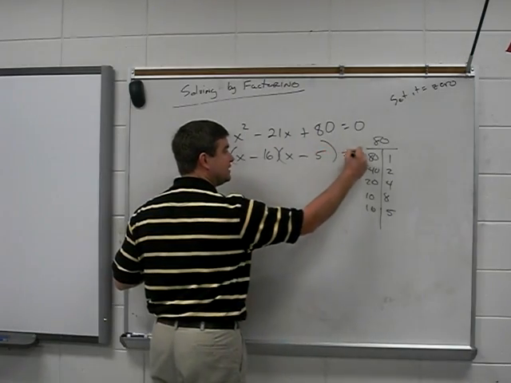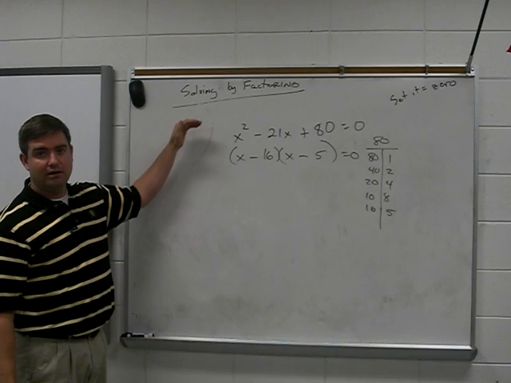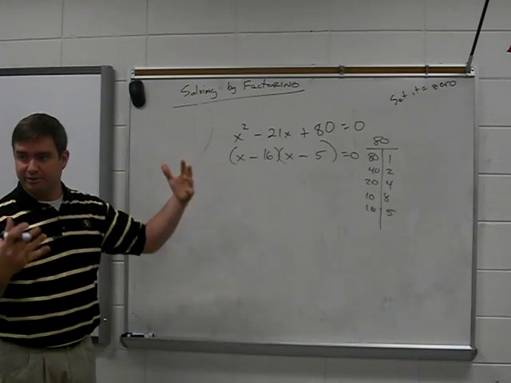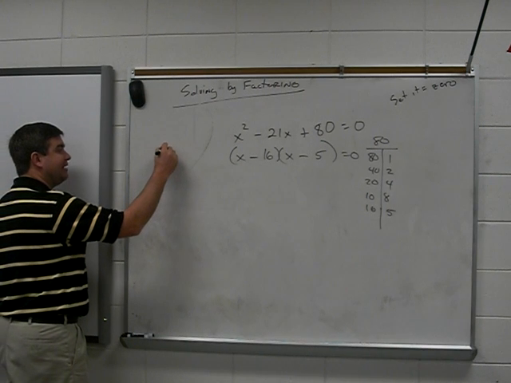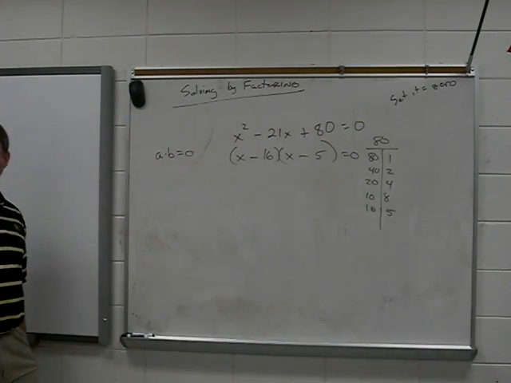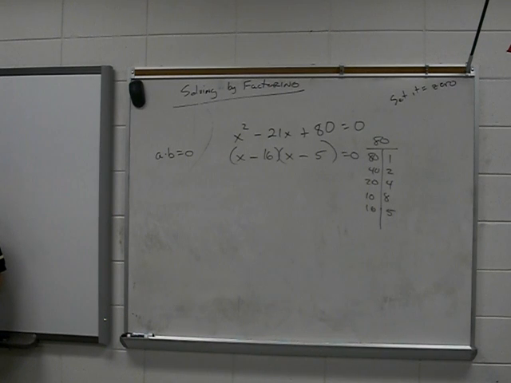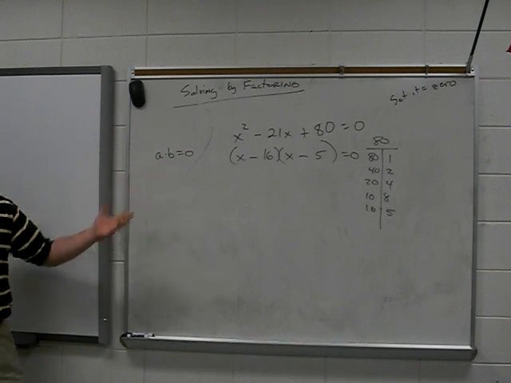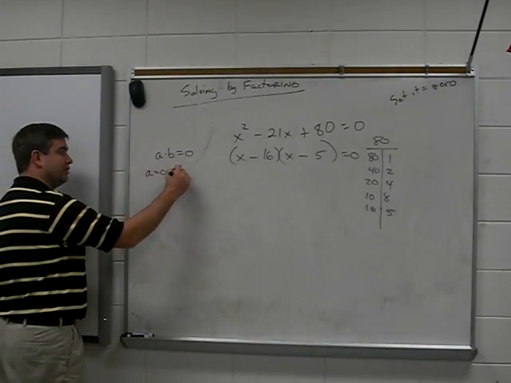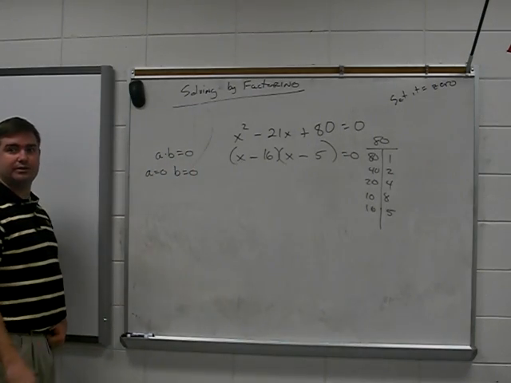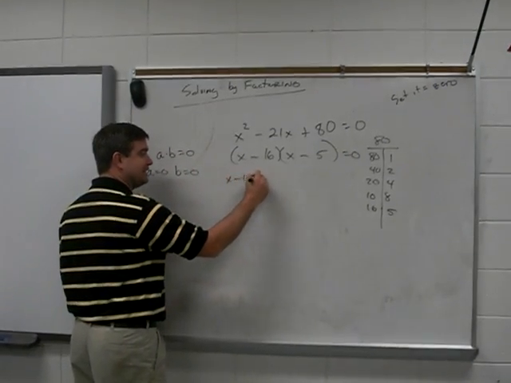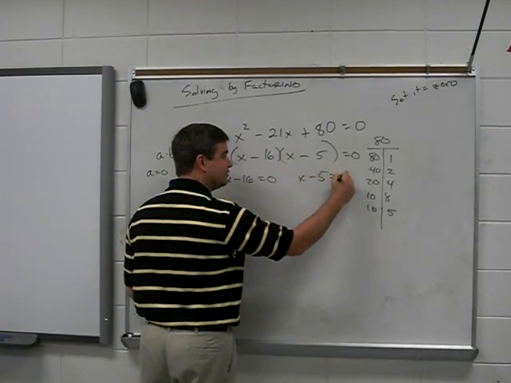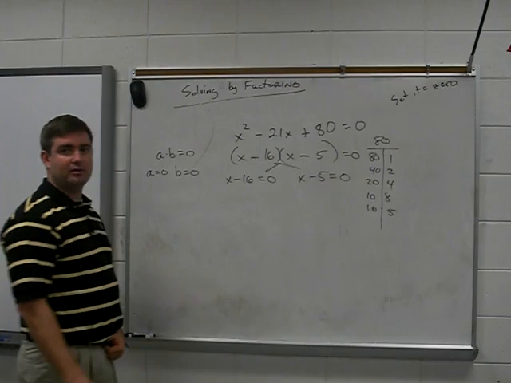This is still equal to 0. I haven't done anything with the 0. I've just simply factored. Here's an important point that you need to understand. If I have two things equal to 0, A times B is equal to 0, what has to be true about either A or B? One of them has to be 0. If I multiply two things and it equals 0, either A is 0 or B is 0. One of them has to be 0. So I don't know which one is 0, so I have to break them up and say they're both equal to 0. So I say x minus 16 is equal to 0 and x minus 5 is equal to 0. I break them up and set them equal to 0.